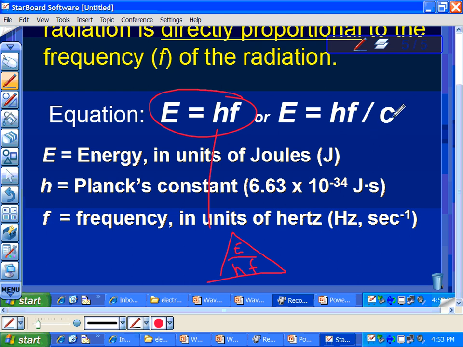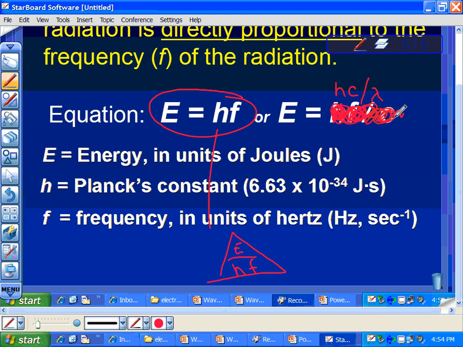Oh, this is not correct. I had changed this PowerPoint, and then my computer got turned off, and it did not save the changes. This should be hc, and this should be lambda. On the back of the periodic table that I gave you from the star chart, all 3 of the formulas are given, and this one is given to you. This is correct. What I had there was not correct. I apologize for that. So E equals hf and E equals hc divided by lambda, which is the wavelength.